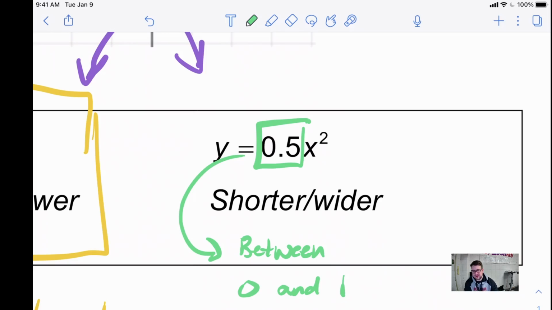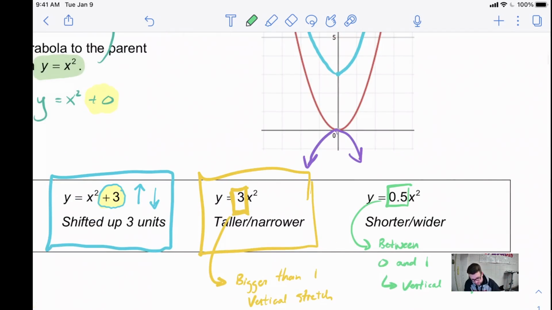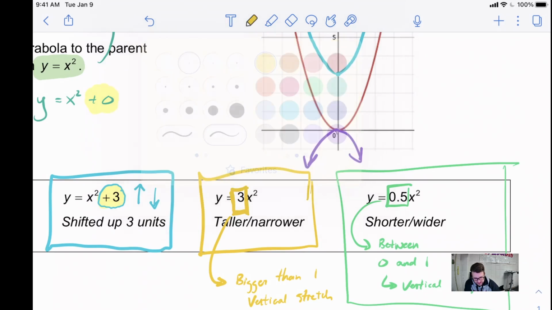And you can think about this like Play-Doh too, right? If you had a ball of Play-Doh in your hand and you pushed it together, it's going to kind of ooze out the side. It's going to get shorter and wider at the same time, right? So these are all of our different transformations. Let's try to actually graph the gold and the green one.